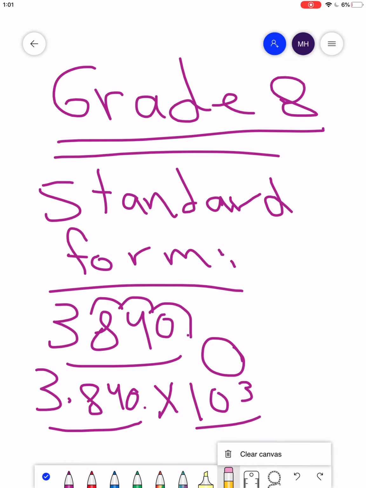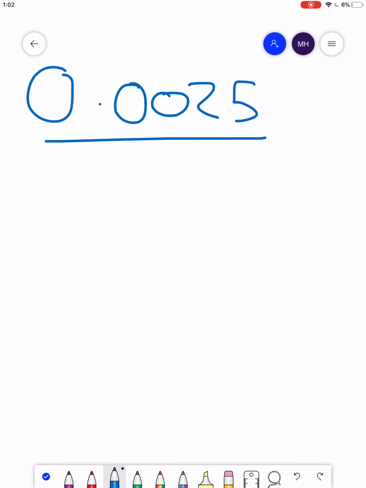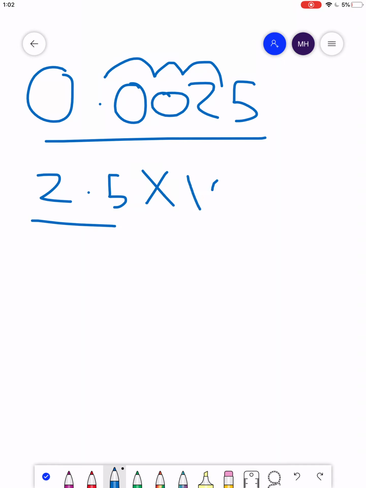On the other side, if you are given a small number, for example, 0.0025. First, I change this number to a number between 1 and 10, it becomes 2.5. I move the point to the right 3 digits. So I write it as 2.5 multiply 10 power what? To bring the number back to the correct size. Because I move to the right, the power will be negative, and because I moved 3 steps to the right, it becomes 10 power negative 3.